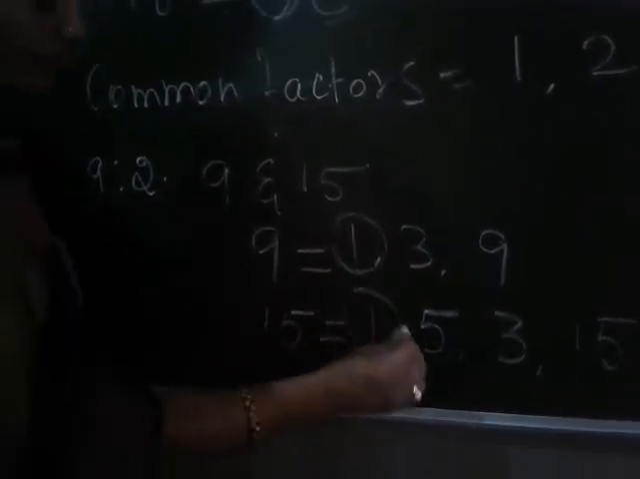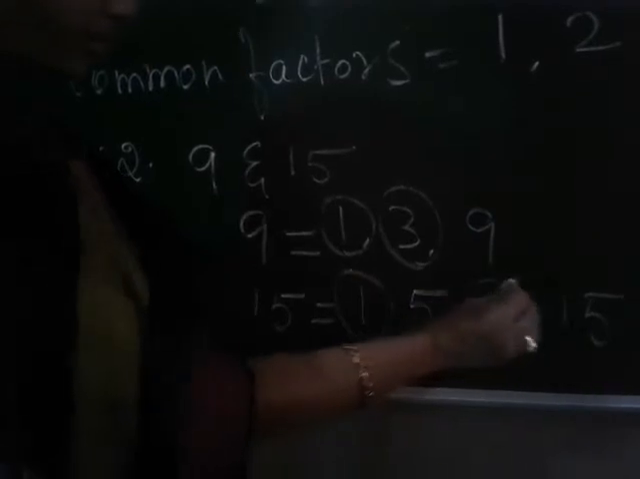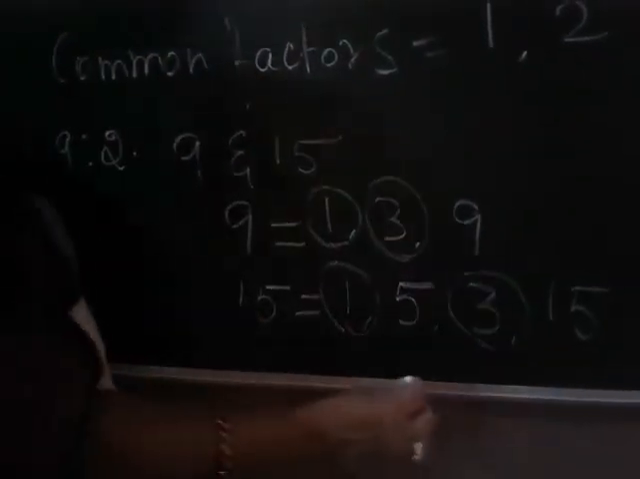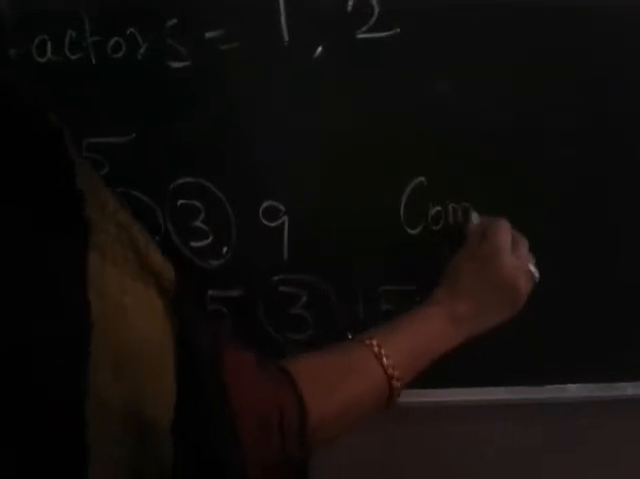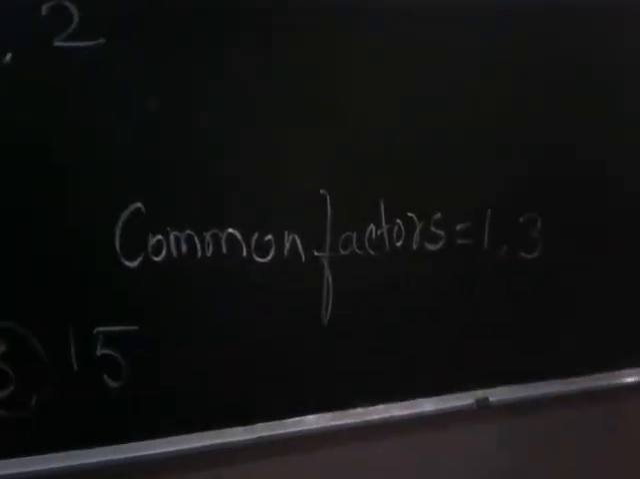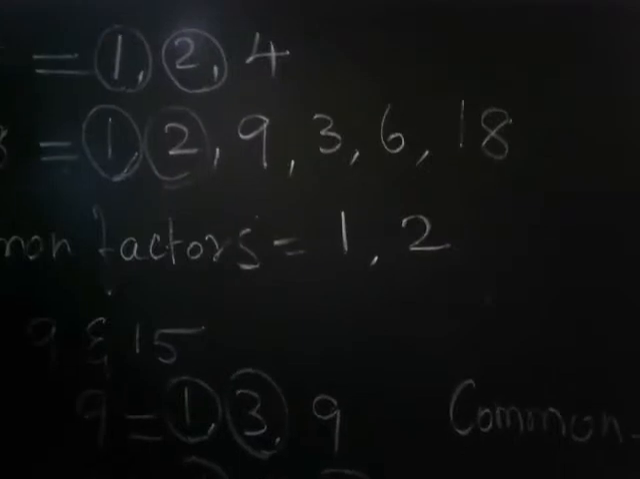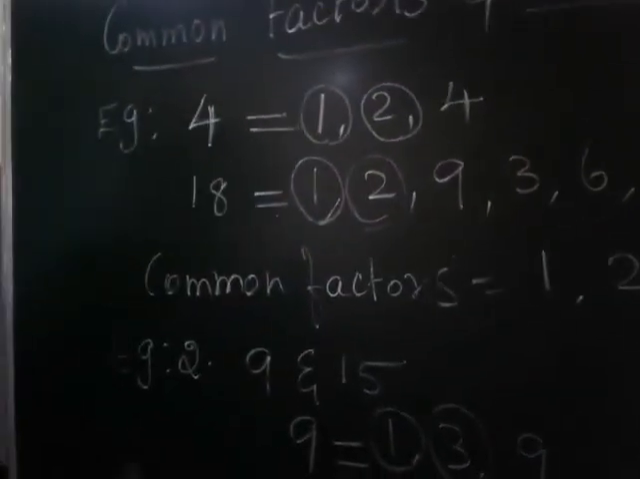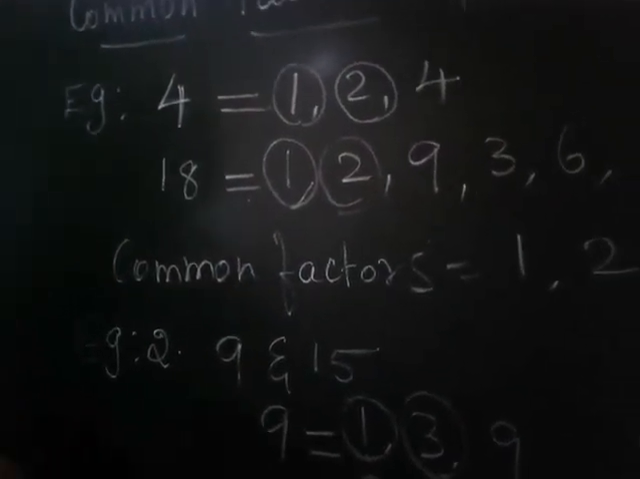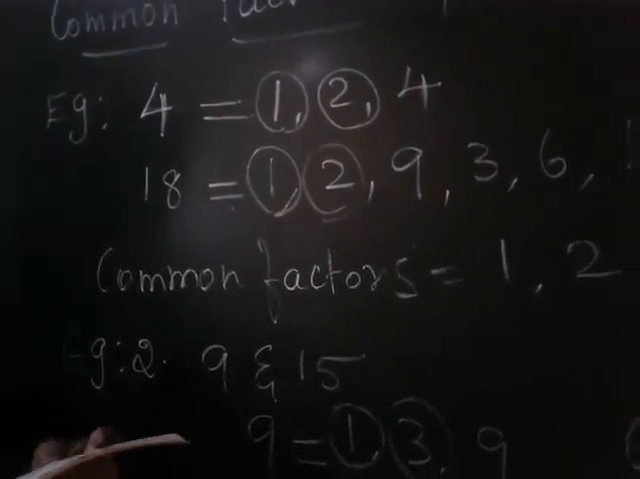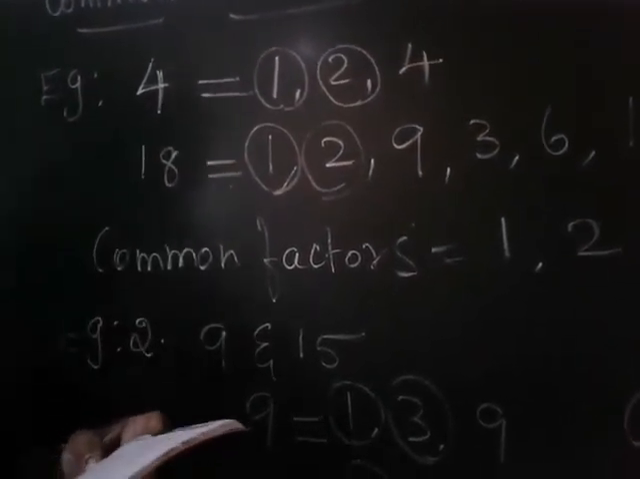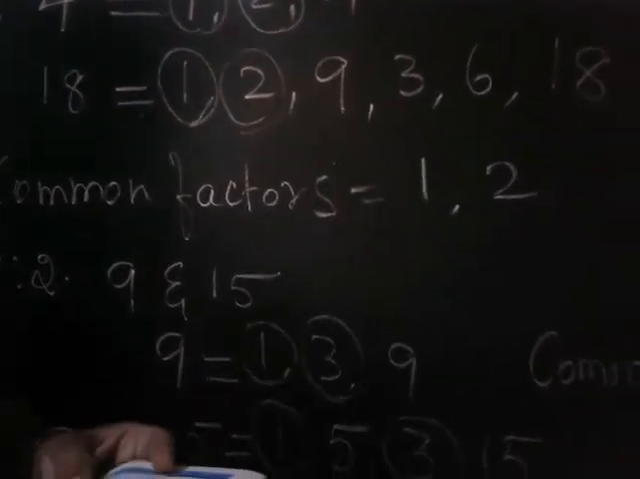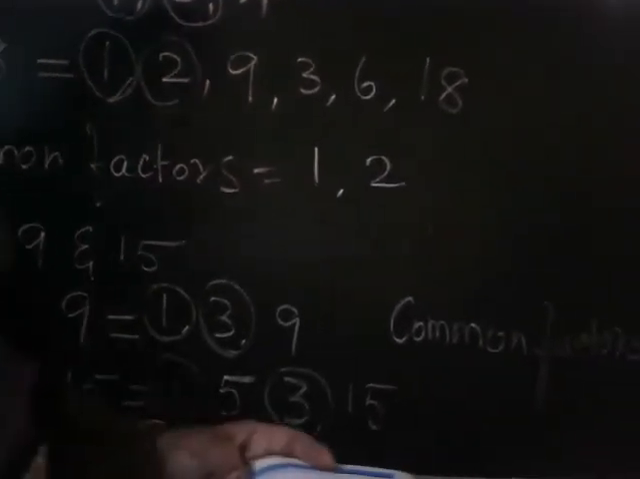1, 3. That's all you can find. So the common factors between these two are 1 and 3. Okay, do you observe one thing children? 1 is a factor of every number. 1 is a common factor for every number. Understood children? Okay. The next one is 7 and 16. You take 7 and 16 children. I am going to write the common factors of 7 and 16.